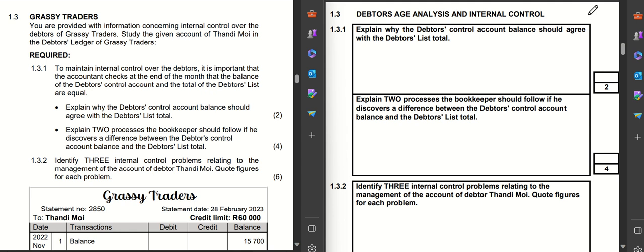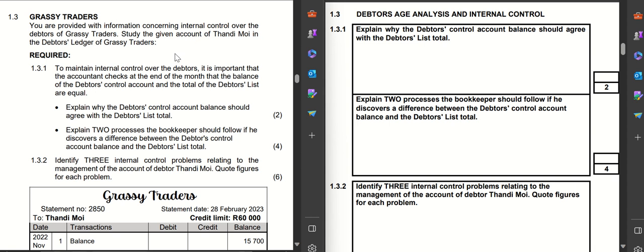Welcome back, guys. So this is video number 4, and here we have the Free State Prelim paper, and we are going to do question 1.3, which is the debtor's age analysis. The question reads: you are provided with information concerning internal control over the debtors of Grassy Traders.